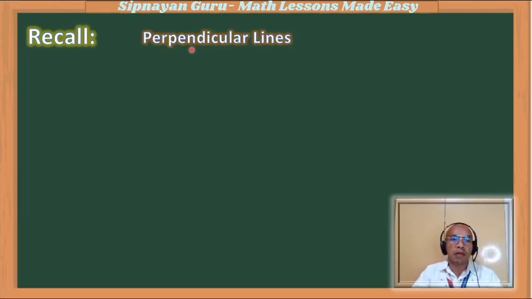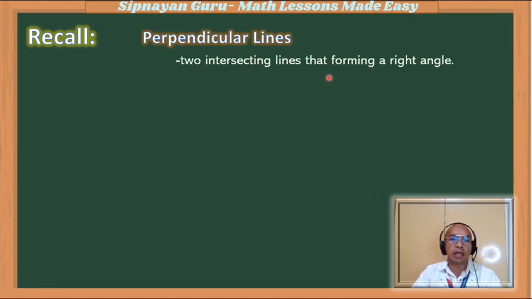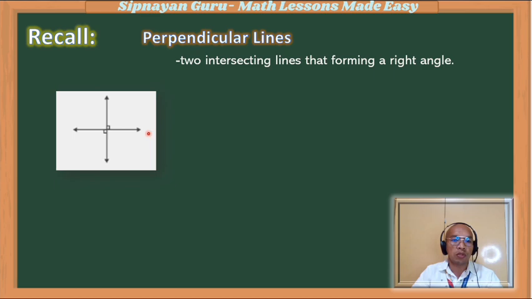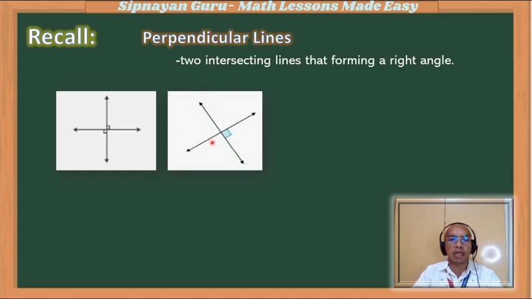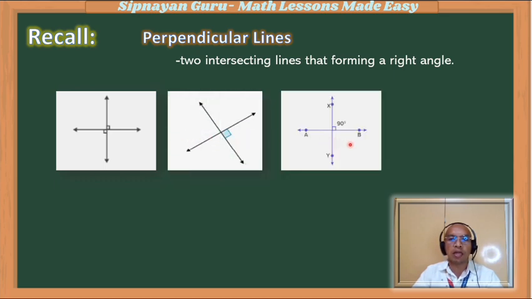Now, let's recall perpendicular lines. We all know that perpendicular lines are two intersecting lines forming a right angle, and a right angle is an angle that measures exactly 90 degrees. We also know that the angle is a right angle if we can see a box at the vertex of the angle. So these three angles illustrated here are formed when these two lines intersect.